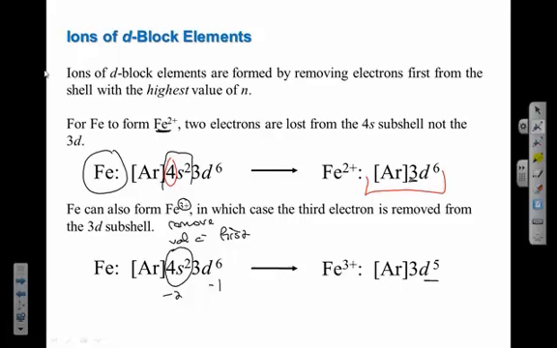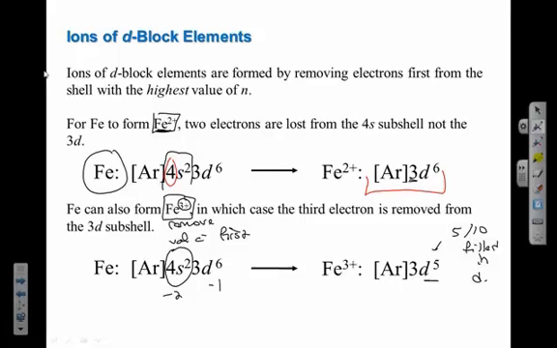This is also nice because I have 5 out of 10 filled in the d subshell. That's exactly half full. So that's why the iron 3+ is more common naturally than the iron 2+. You might say, well, once I remove these 2 and make iron 2+, since I remove 2 electrons, I have a little bit less shielding. To remove this extra electron, it should take a lot of energy. It should be difficult to do.